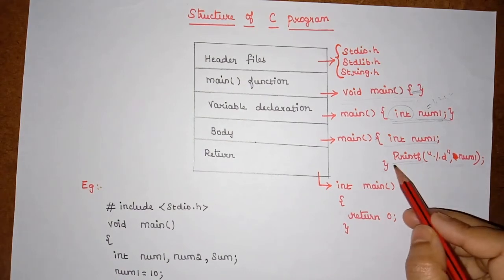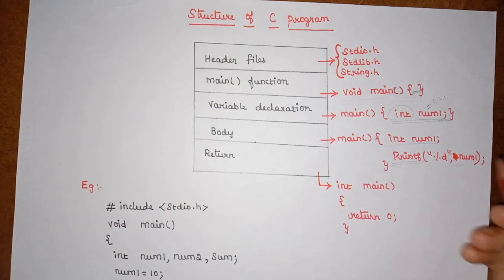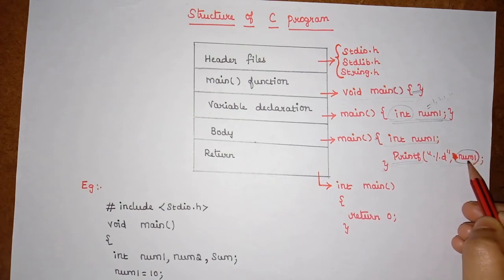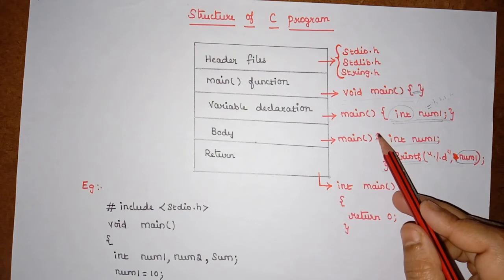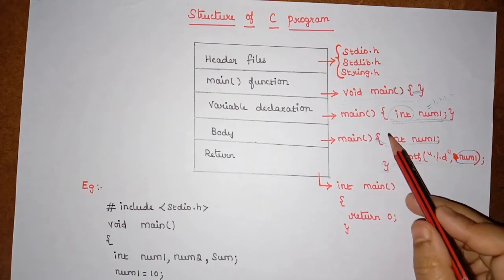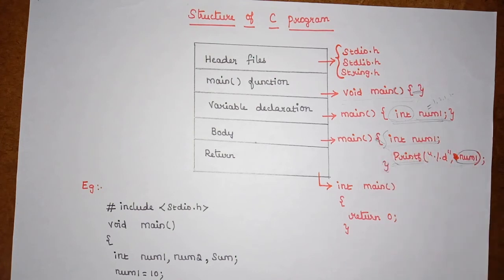Okay, so here this printf statement is used to display the output. And here what you are going to display is num1, that is the value present inside this variable num1. This is the body, that is the statements that are present inside these braces. So these are all called the body of this main function.